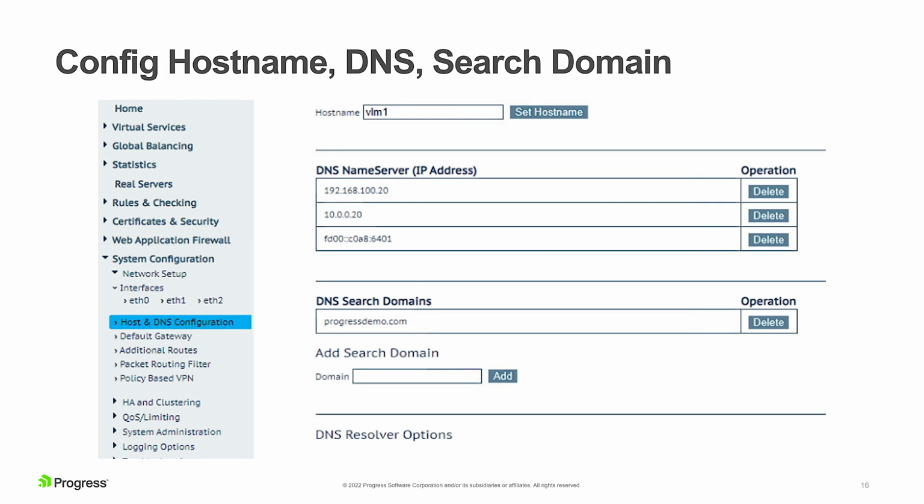Now that we've licensed the appliance, we need to go in and set some additional information about it. What is its name? In this case, this one's name is VLM1. What is its search domain? In this case, it's progressdemo.com. Any name servers, if we had a couple, we've got them in there. If we need to add some, we can add some.